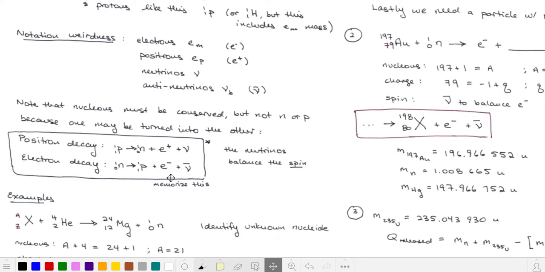And the reason I would say memorize it is just memorize this correspondence of positrons to neutrinos and electrons to antineutrinos. If you want to balance the spin of an electron, you need an antineutrino, and if you want to balance the spin of a positron, you need a neutrino. That's the only thing really that you need to memorize.